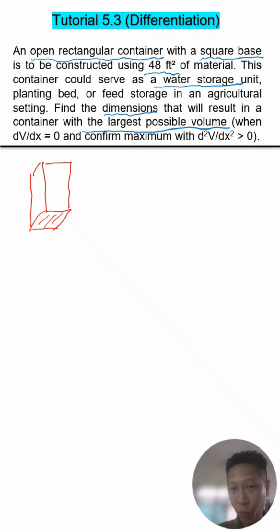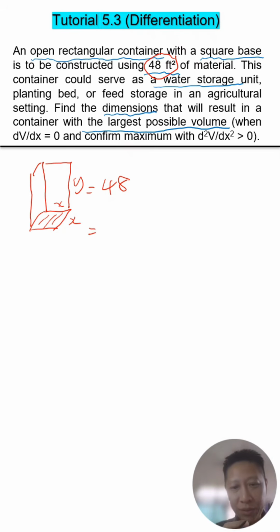Since the base is square, at the same time, we don't know what the size is. We don't know if it is 2 feet or 3 feet. So we just say, okay, we'll use x to represent it. We don't know what the height is, so we may use y to represent the height. It says that the total area of this open container, which has no cover, is 48 square feet. So we use 48 to simplify the situation.